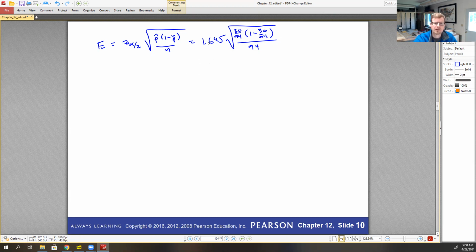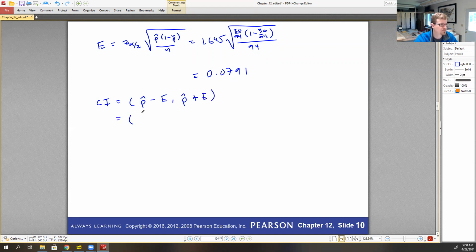Okay. All right, so from here, we can plug that into our calculator and find that to be 0.07909, or round it to 0.0791. So then the confidence interval itself, again, is the point estimate, p hat, minus the error, to p hat plus the error.